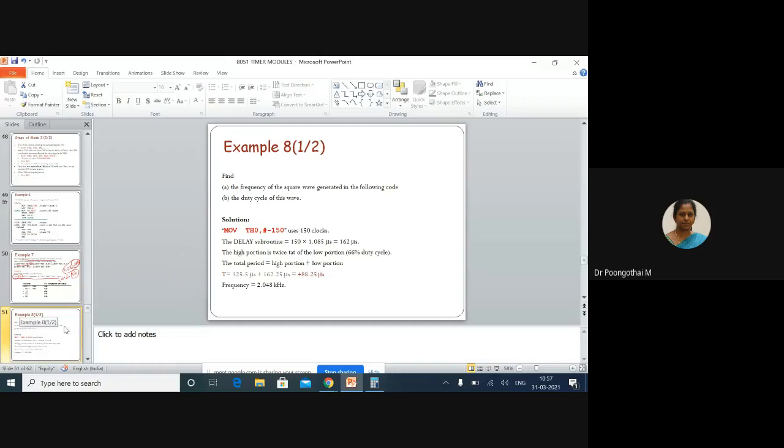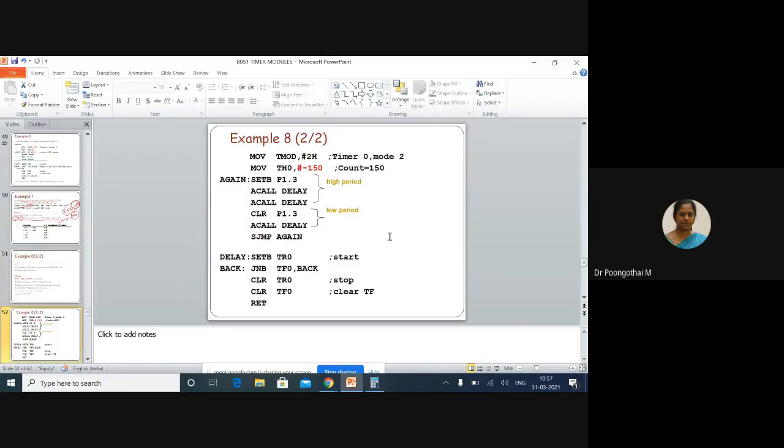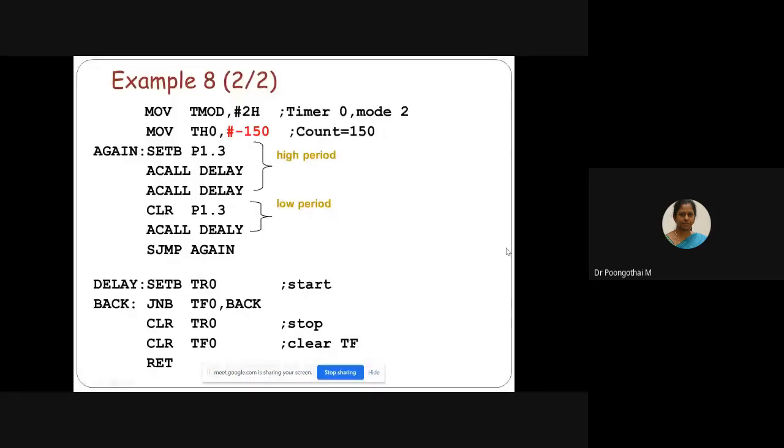Yes, ma'am. Okay. Next, you calculate the frequency of the square wave for this code. Please do it. First, find out the initial value of the timer. Multiply that value by 1.085 microsecond. Okay. And considering high period and low period, here they have incorporated 2 call instructions. They have called the delay routine 2 times.